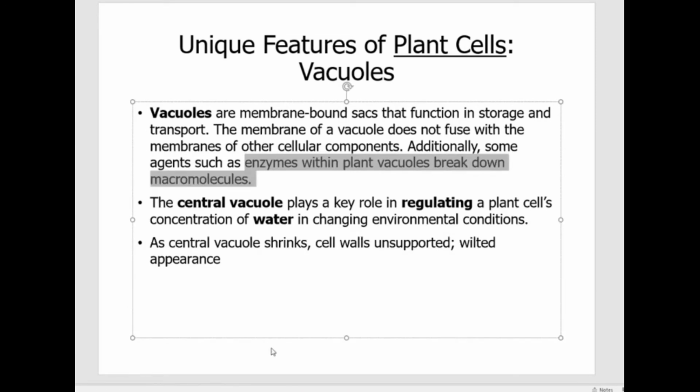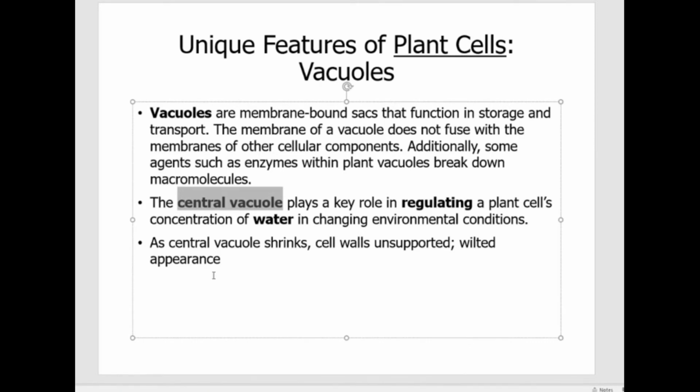Usually in plant cells, there's one really big vacuole, and that's called the central vacuole. The central vacuole plays an important role in regulating a plant cell's concentration of water. So usually it's involved in water balance in plant cells. When the central vacuole is full of water, the cell is going to be very big, because all the water inside the cell tries to expand it.